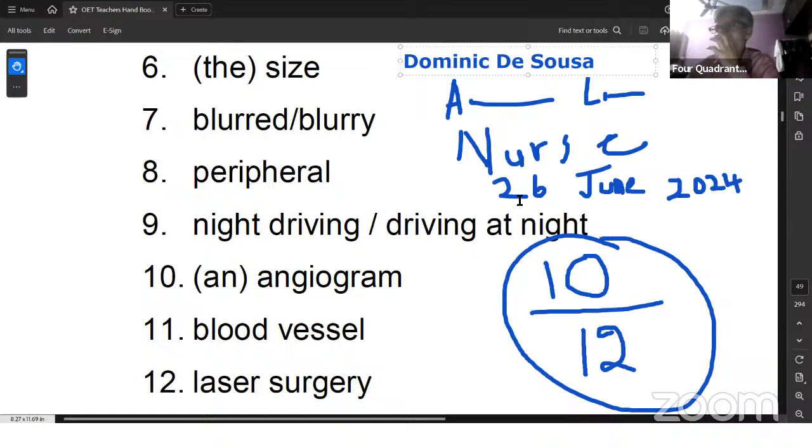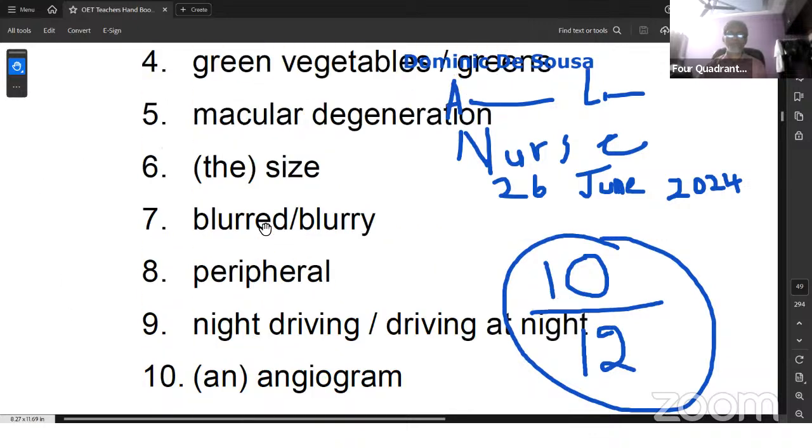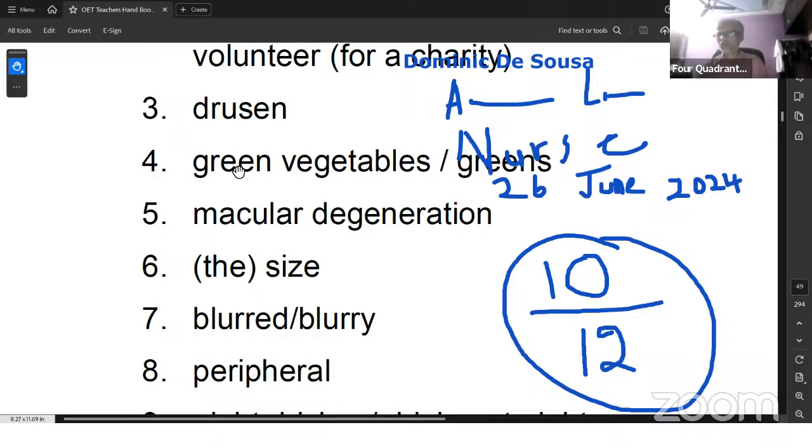Drusen, what happened? Drusen is correct, no? Why did you give wrong mark? Is it a wrong place you have written the answer? Drusen is correct only. Then why did you give wrong mark? Oh, you did not write the answer. Okay, afterwards, you wrote the answer. Okay, I understand. Because it is with pencil. Now I can understand.